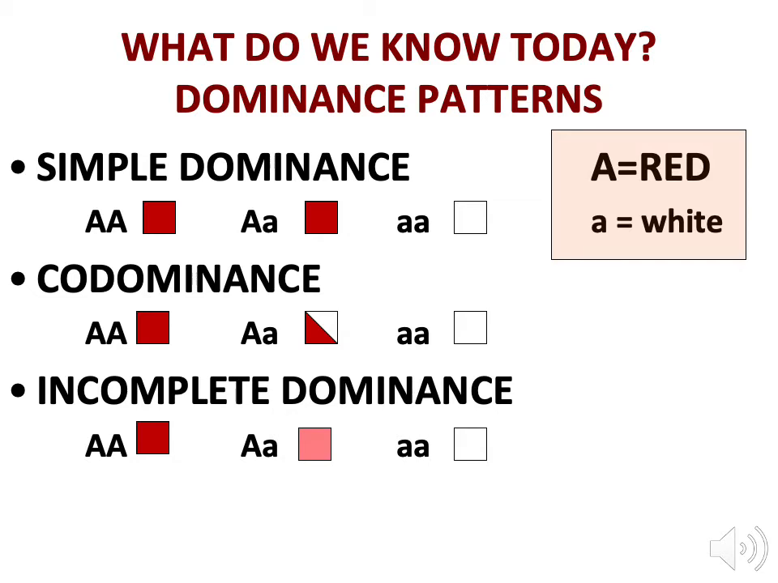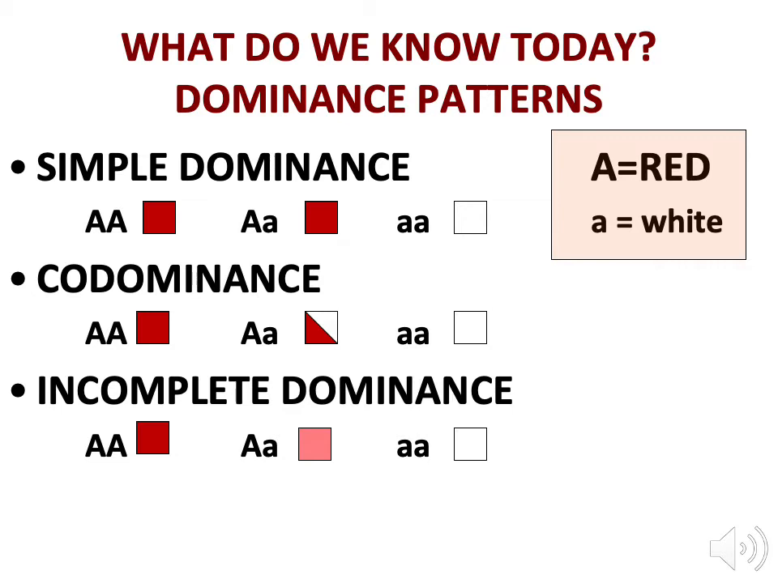Now, as long as a dominant allele is present, the plant will have red flowers. Hence, big A big A has red flowers, big A little a has red flowers, and the only case we'd have white flowers is little a little a, because there is no dominant allele to outshine the recessive allele, so to speak.